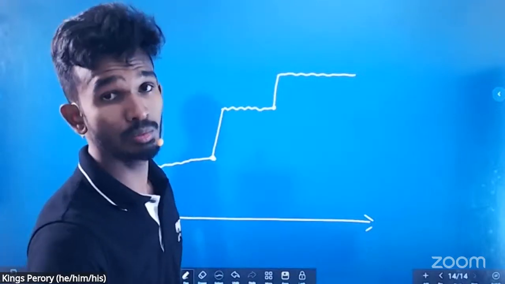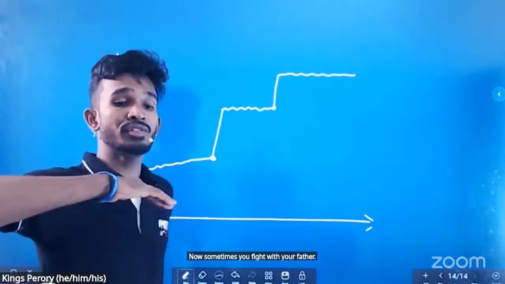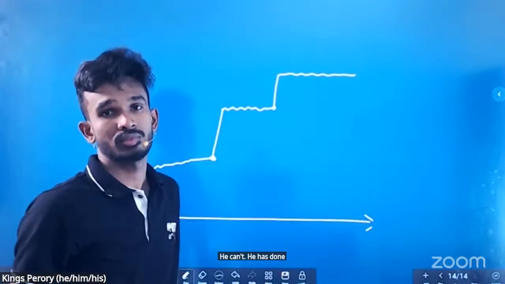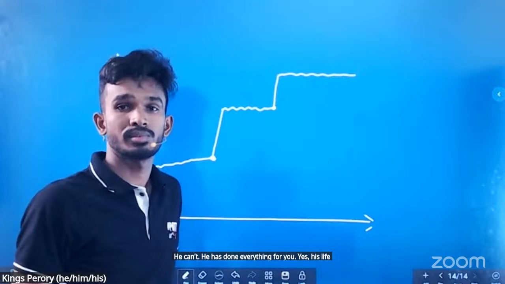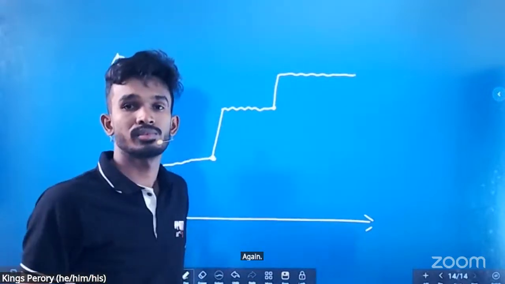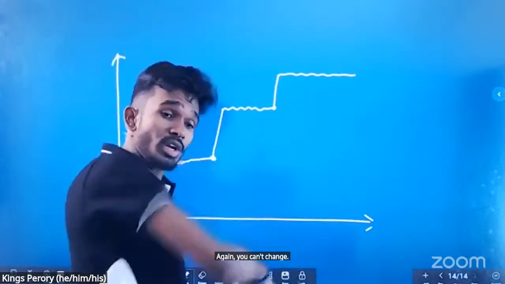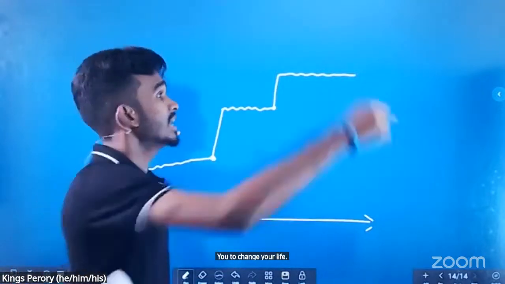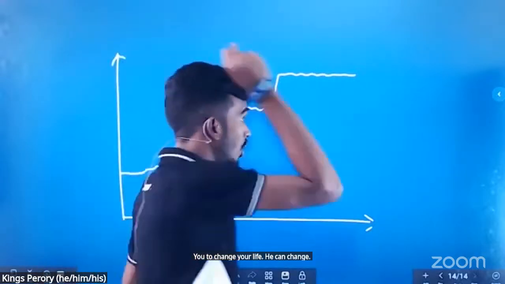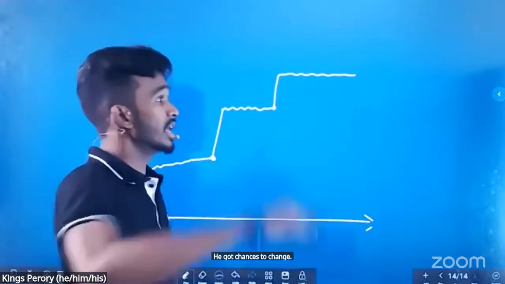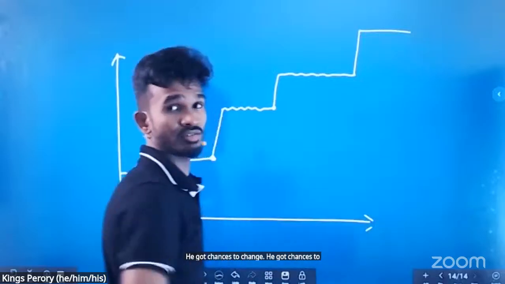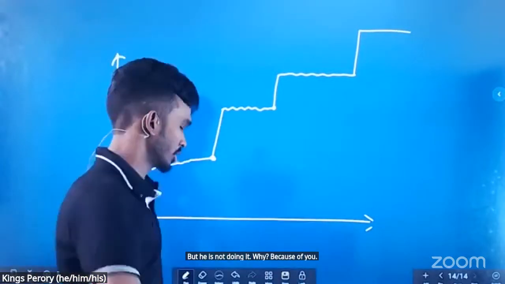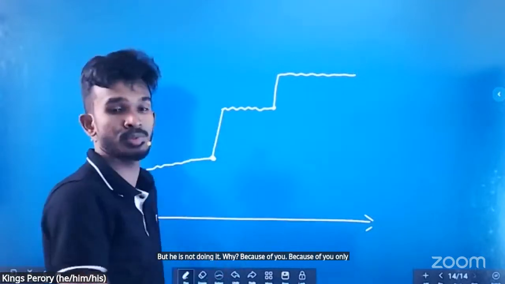Now, sometimes you fight with your father. Your father's life is flat. Hey, he has done everything for you. Yes, his life will be flat. Again, he can't change. That is why he wanted you to change your life. He got chances to level up in his life, but he is not doing it. Why? Because of you. Because of you only, he has given up his level ups.